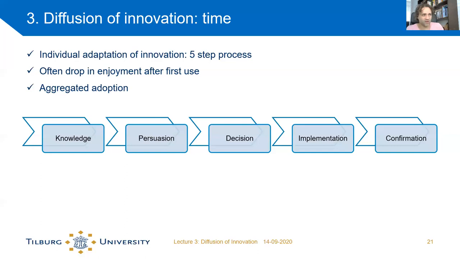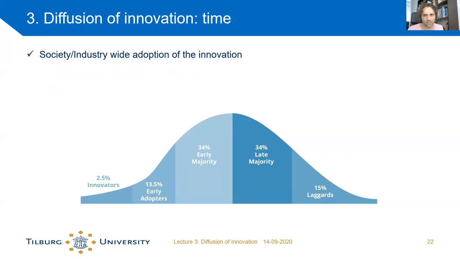So on the one hand, adoption of an innovation is an individual process of getting to know the innovation until ultimately adopting it. And if you aggregate that across the system as a whole, across all the people who can adopt it, you get this. So the society, industry-wide adoption of the innovation. And this is important to remember. So the innovators, early adopters, early majority, late majority, and laggards. So these are the different types of adopters of an innovation who all make the individual decision process at a certain point in the diffusion process, and also have different reasons for adopting the innovation.